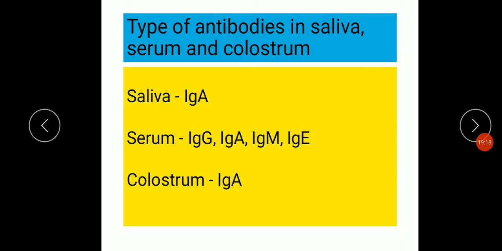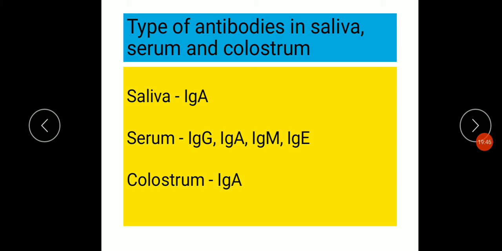They are present in different secretions. Now, types of antibodies in saliva, serum and colostrum. This is given in your syllabus, so pay attention here that different types of antibodies are present in the different secretions from our body. So let me see what type of antibodies are present in saliva. So in saliva, this is IgA.